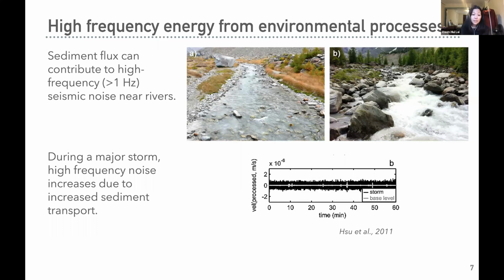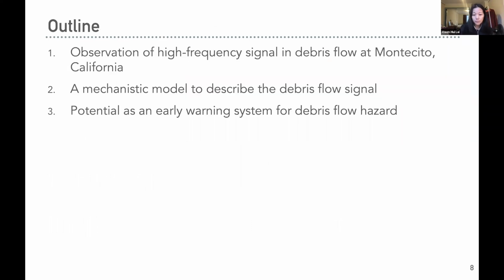And this is exciting because if we can describe these seismic signals like what we did for earthquakes, we will be able to use them to investigate the dynamics of these non-earthquake environmental processes. And one of these processes that we are interested in is debris flow.